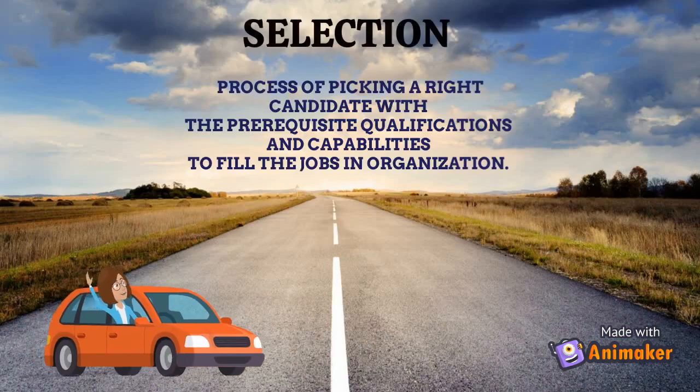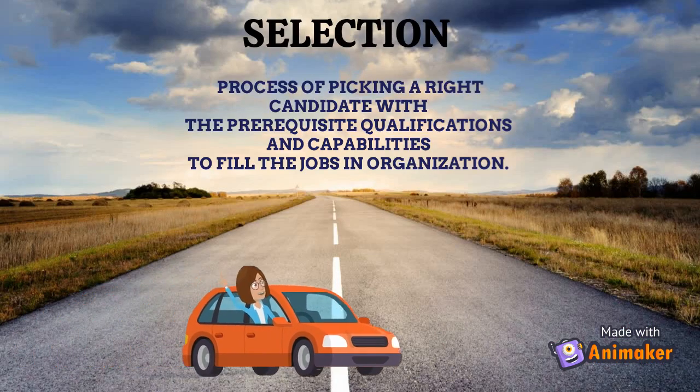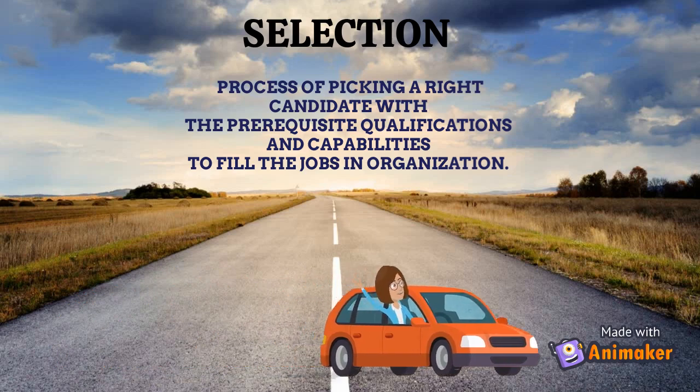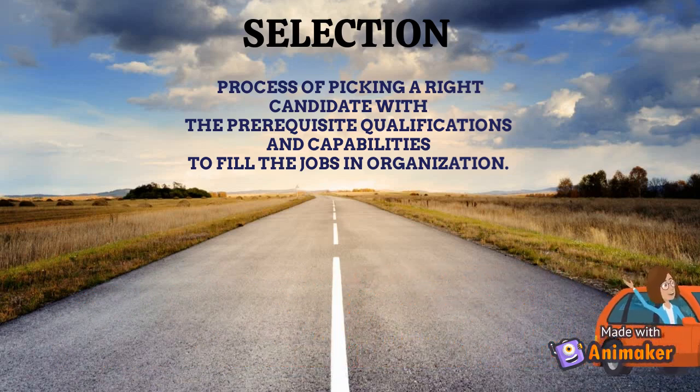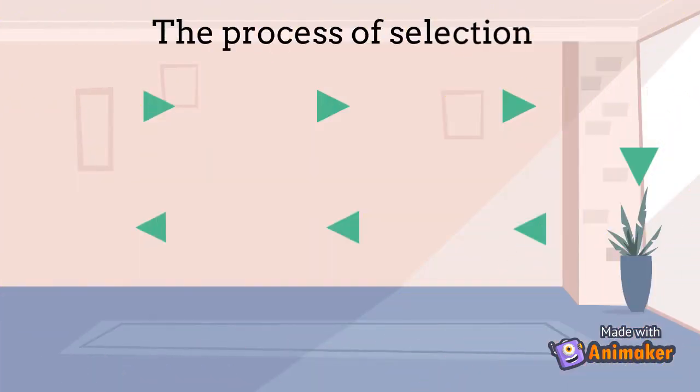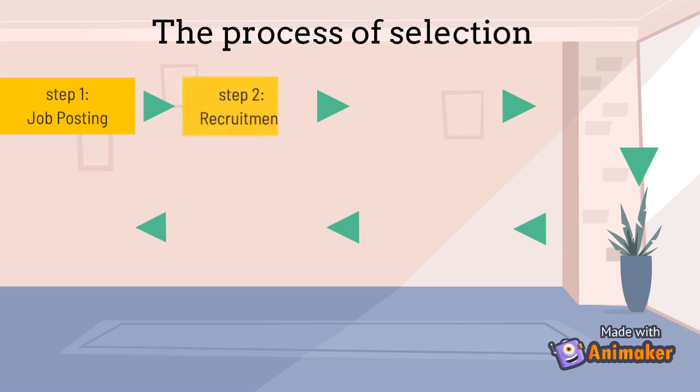Now we are looking at the selection process. It's a process of picking the right candidate with prerequisite qualification and capabilities to fill the jobs in the organization. These are the steps of the selection process. First is job posting. Creating and distributing a notice of a current job opportunity to allow for application of the recruitment method. The second is recruitment. It's the process of generating a pool of qualified candidates for a job.